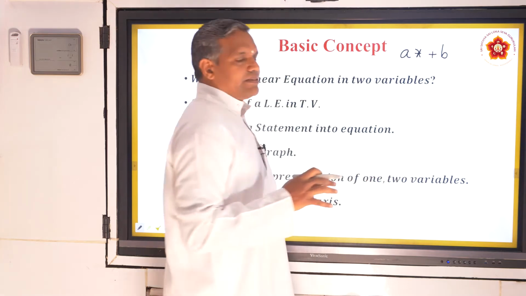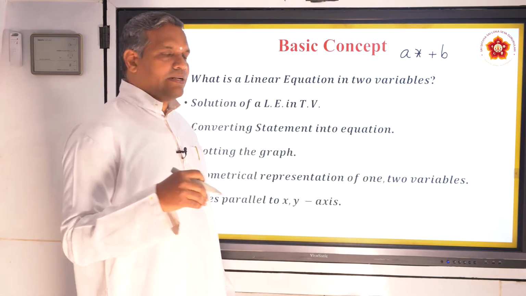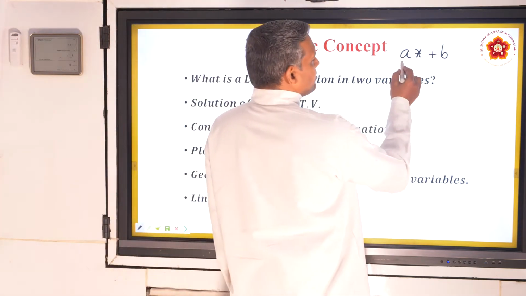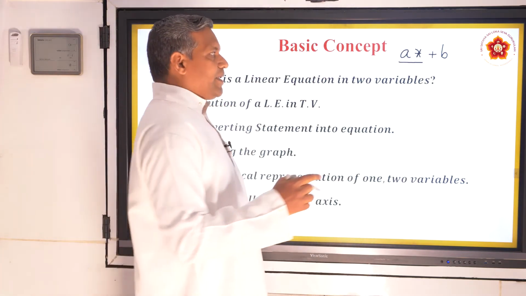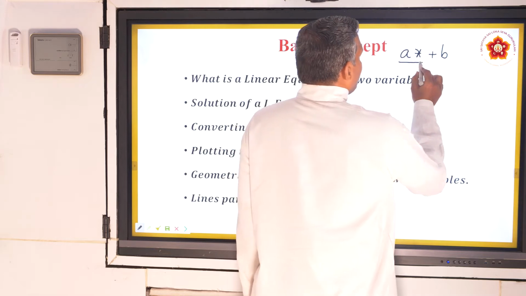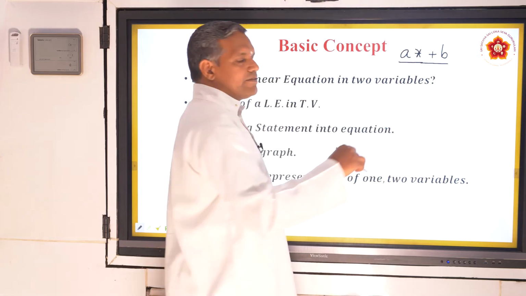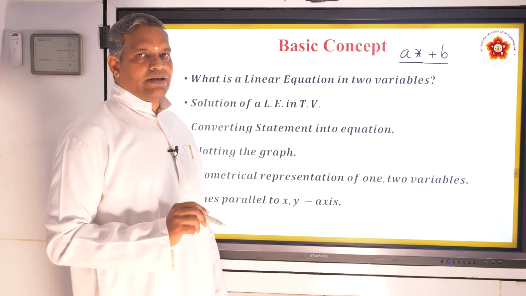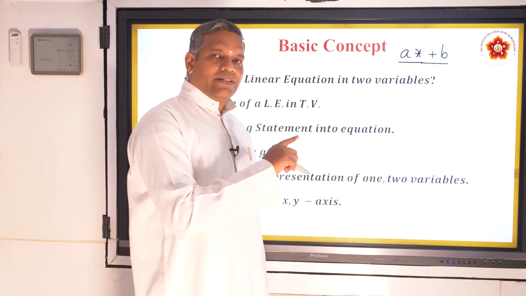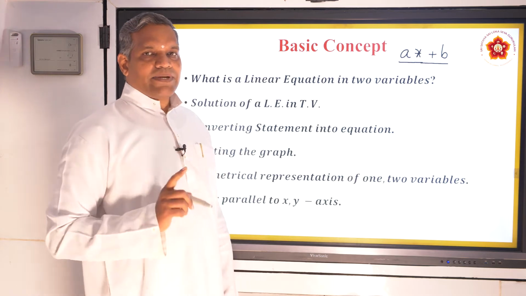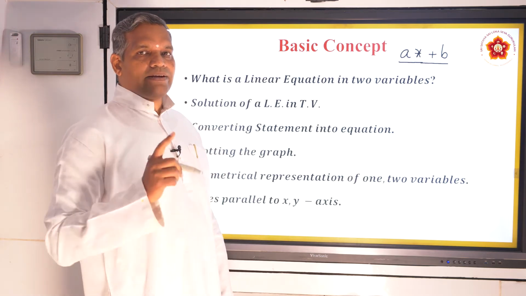There are certain things that you have to remember. First, ax is only sufficient to tell it is linear, but even if you add any constant to this, in spite of that it is only linear. Now, what do you call this? It has a special name. You call it a linear expression.